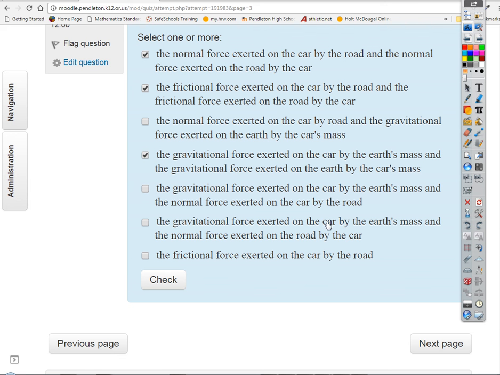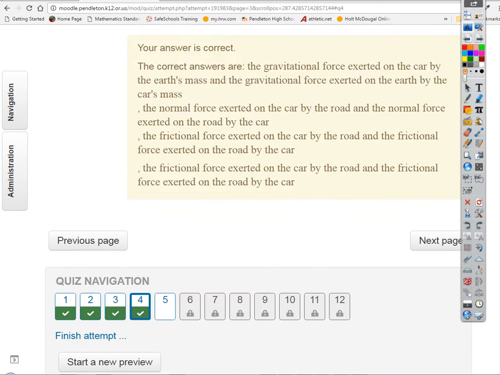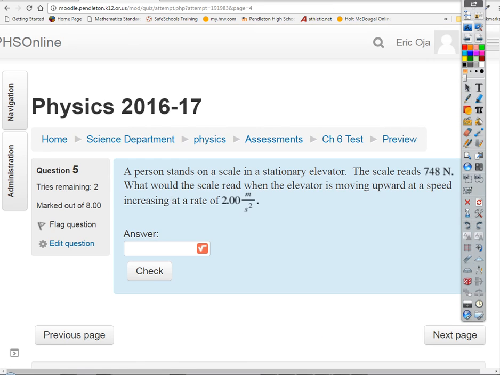Gravitational force, normal force, nope. Frictional force exerted on the car by the road. That's just a single force, right? That's not an action-reaction pair, so that's it. Okay. I overthought though. I was like, no.